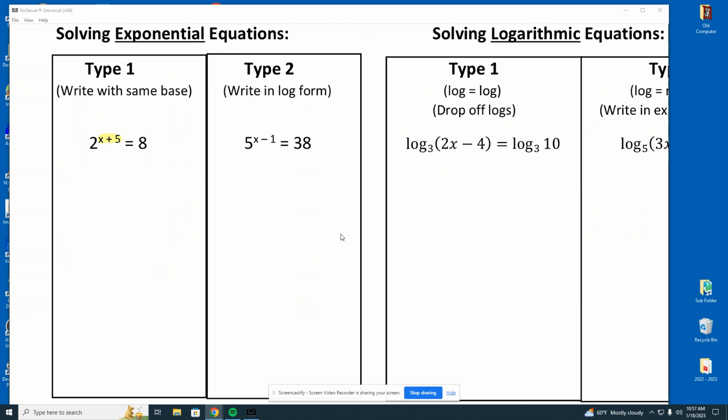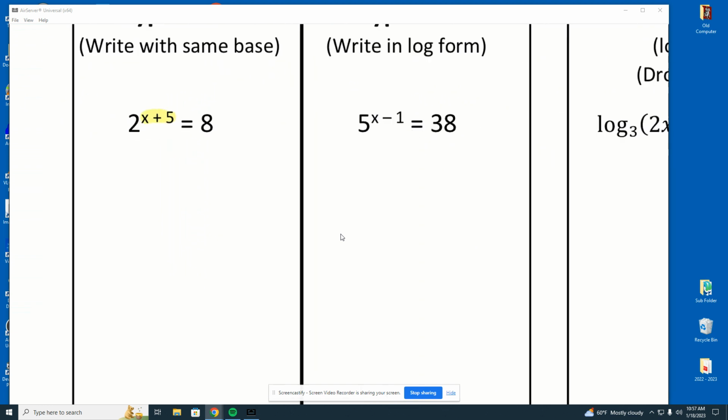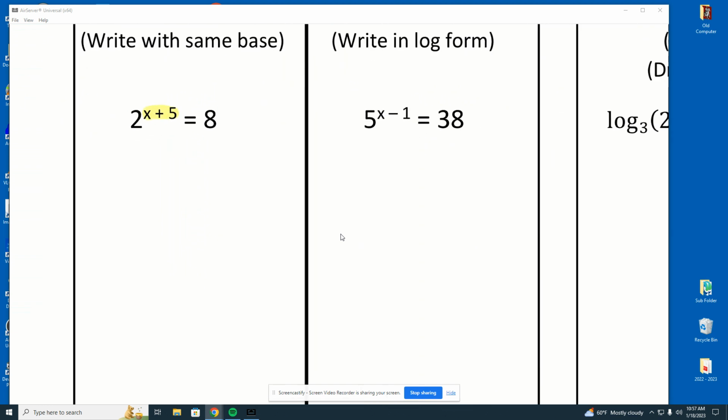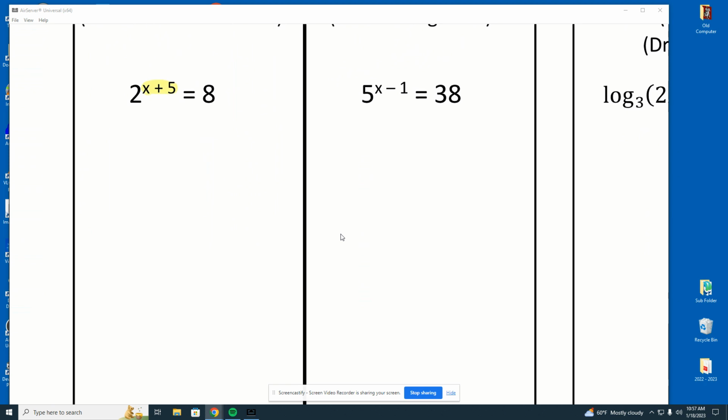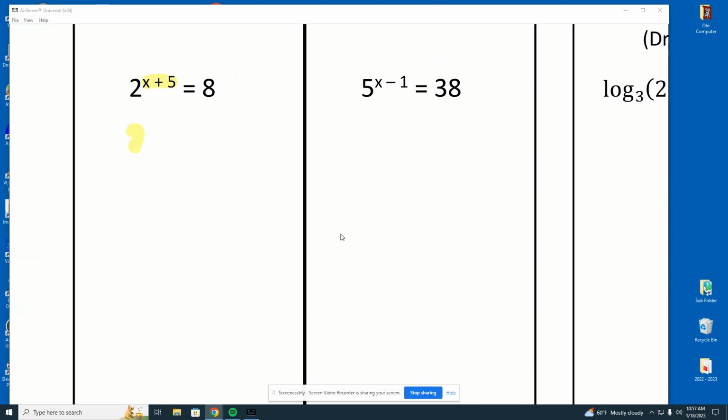We said you could create your bases to be the same. For example, right here on this problem. Can't I make 8 have a base of 2? 2 times 2 is 4, times 2 is 8. So I could rewrite 8 as 2 to the 3rd, 2 cubed. So 2 to the x plus 5 equals 2 cubed.